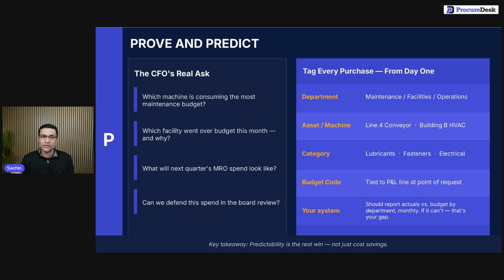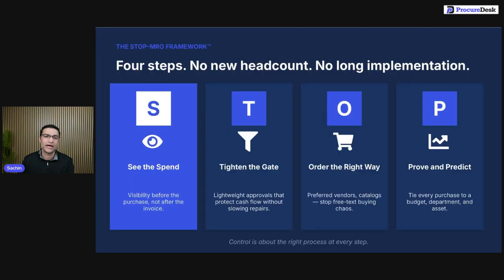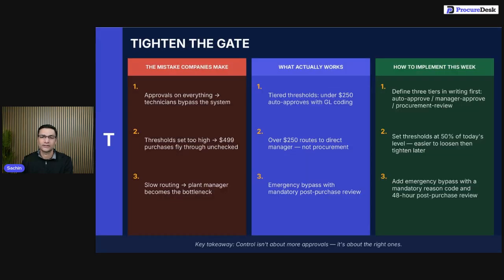So just to reiterate, going back to our framework here. See the spend, tighten the gate through a better approval process, order the right way by automating the cataloging process, and then prove and predict to make sure that you have spend tied to the right buckets for analysis.